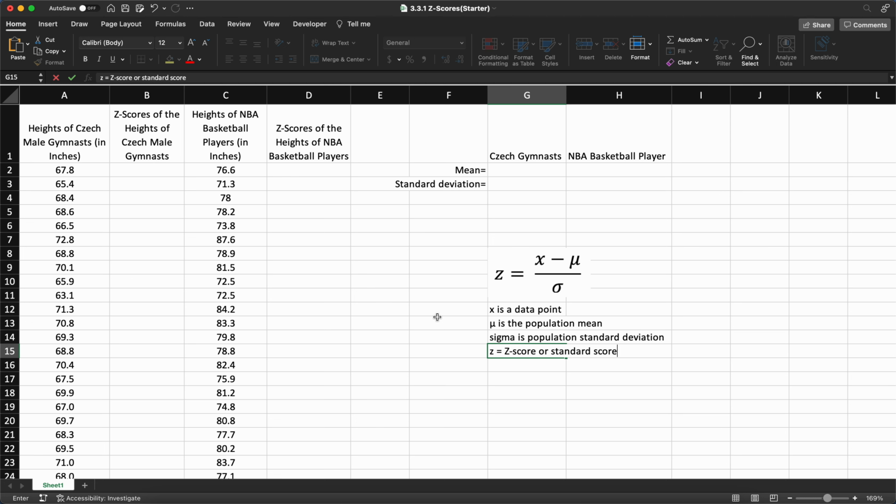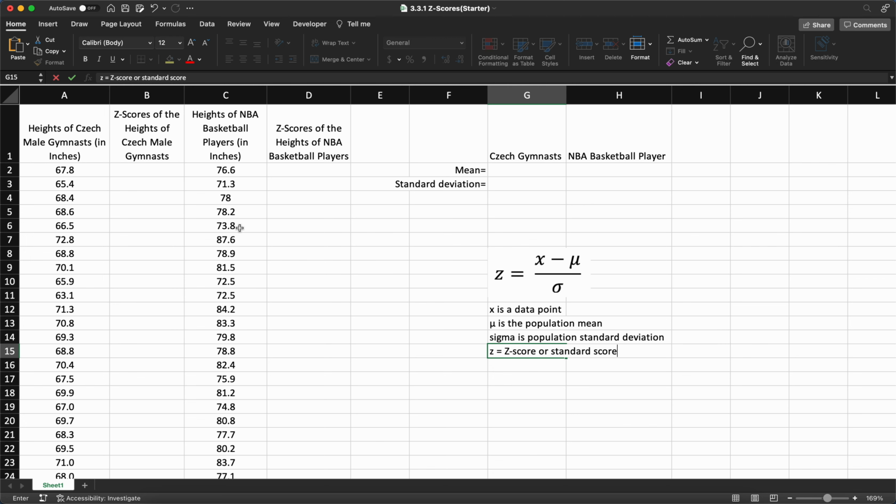So when we talk about standardizing data, what we're doing is we're taking two things that we normally couldn't compare, and we try to compare them. The example I have here is the height of 50 male Czech gymnasts, and the height of 50 male NBA basketball players.